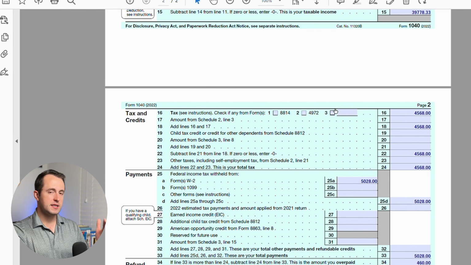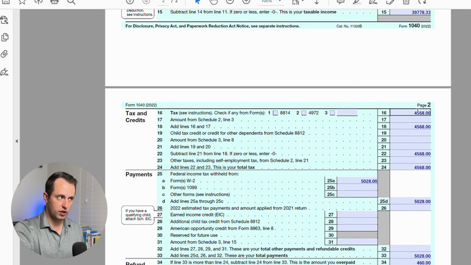And then 4972 deals with large lump sums that are being taxed. Think like if you won the lottery and you took a large lump sum, that would be something that would go in there, as well as some additional forms that might apply. To understand what would go in there, you'd have to look in the general instructions. Now the number I have right here is $4,568.00, and that is the amount of taxes that are due based on the income from the previous year. Now to actually see how we got that number, we're going to jump into the general instructions right now.